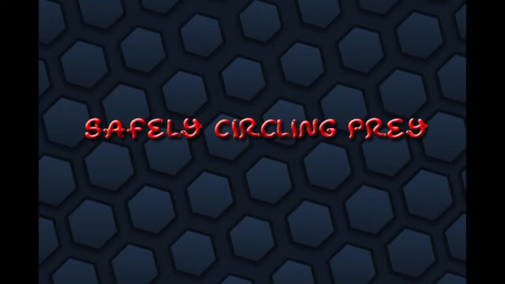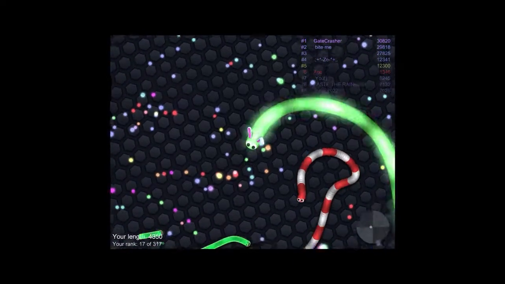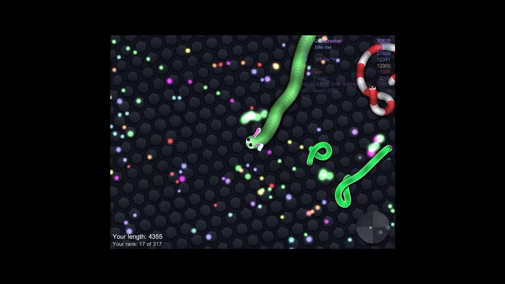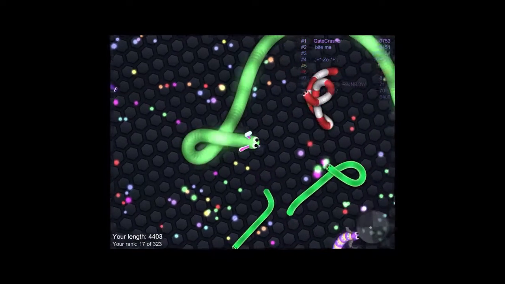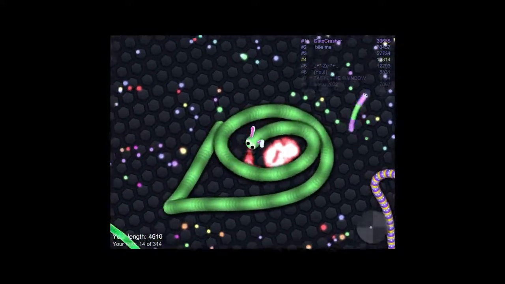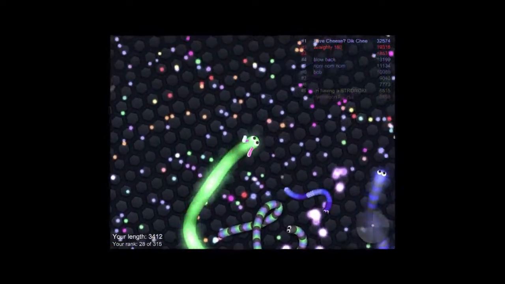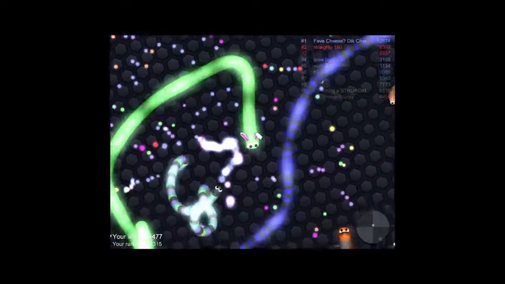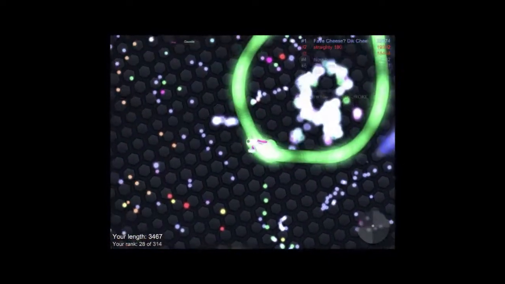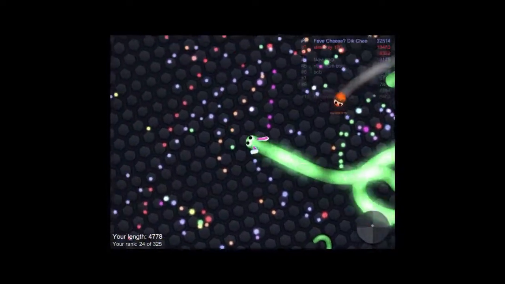Circling is a well-known technique for catching snakes, but it can be dangerous because other snakes might then circle you. There are tricks to do it safely. One of the tricks is to stretch yourself out as much as you can. Another trick, which I don't have a video of, is to put part of your circle aside a bigger snake. That prevents other snakes from circling you unless they also circle a bigger snake too.